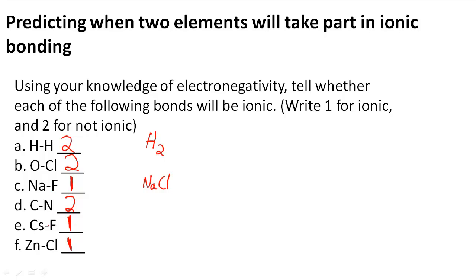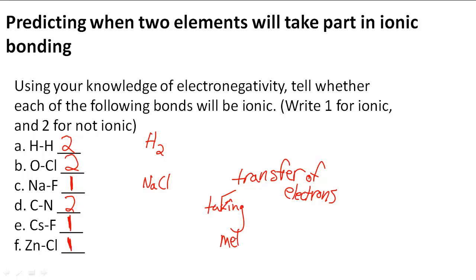So we have C, E, and F all being ionic bonds because there is a transfer of electrons, you can also say taking of electrons, and it happens between a metal and a nonmetal with very different electronegativities.